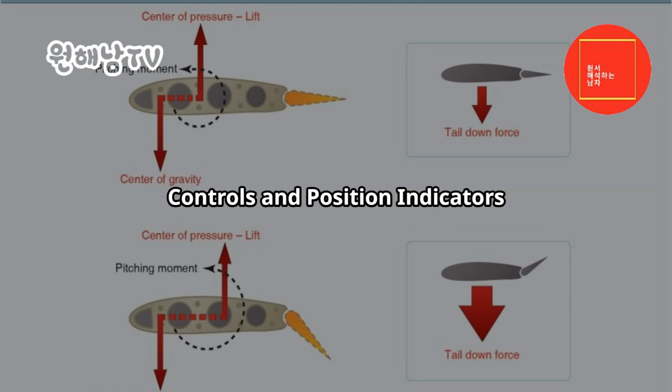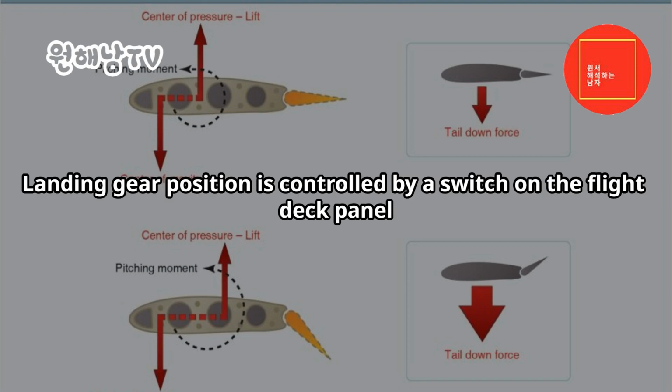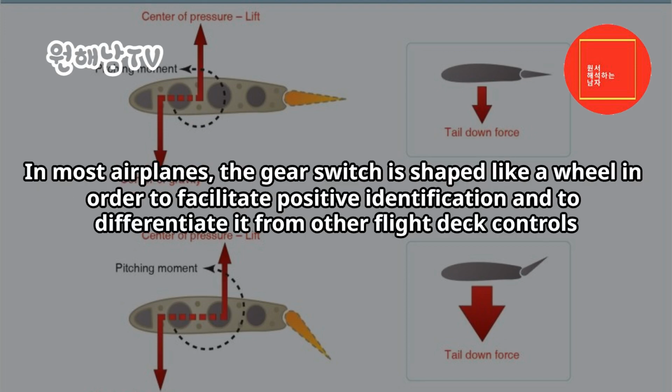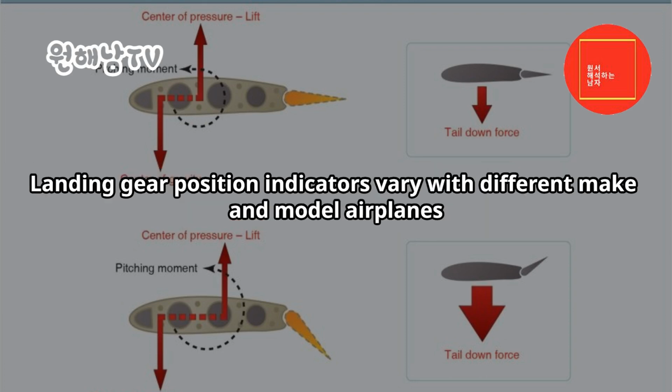Controls and position indicators. Landing gear position is controlled by a switch on the flight deck panel. In most airplanes, the gear switch is shaped like a wheel in order to facilitate positive identification and to differentiate it from other flight deck controls. Landing gear position indicators vary with different make and model airplanes.